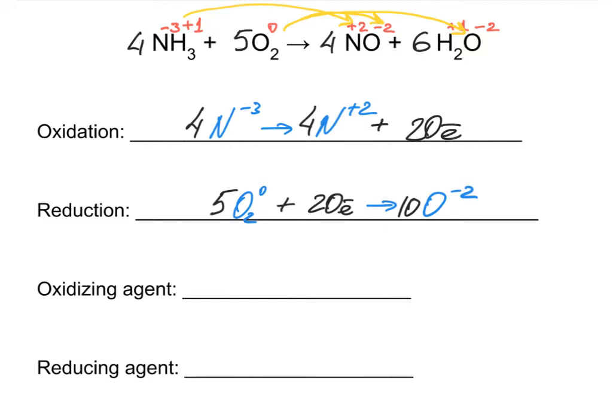4, 5, 4, 6. Those 10 oxygens with the oxidation state -2 are split between 2 compounds. 4 are inside of the nitrogen monoxide, and the remaining 6 are here in water. The oxidizing agent of this reaction was molecules of oxygen, and the reducing agent was the nitrogen with the oxidation state -3.